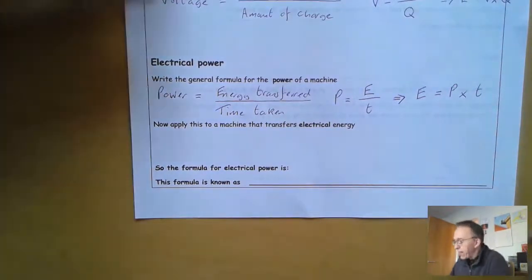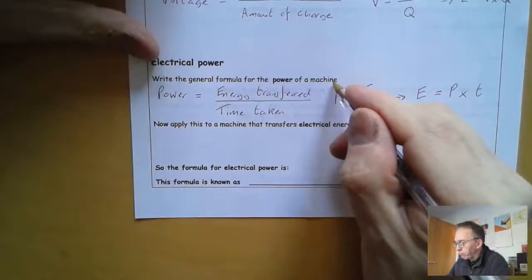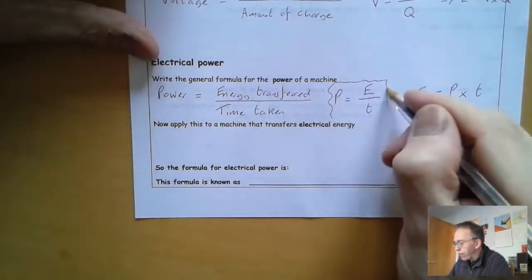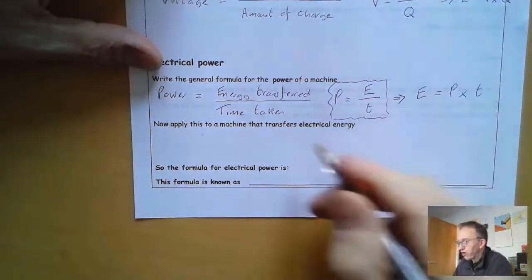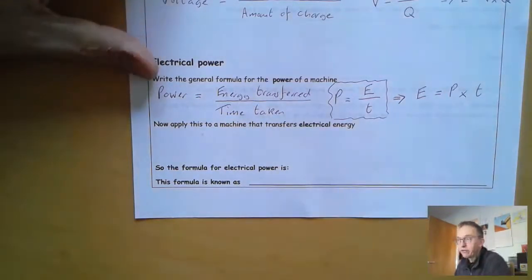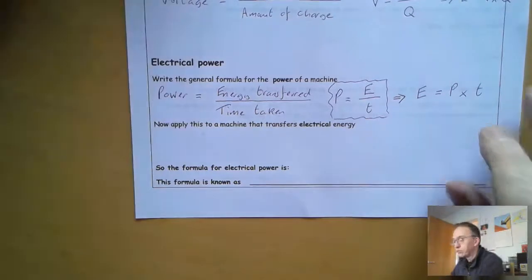Okay, now that is completely general. That's the power of any machine at all. But what about if the machine is one which is transferring electrical energy? Now, a machine that transfers electrical energy is any kind of component. It can be a light bulb, it can be a motor, an LED, anything.